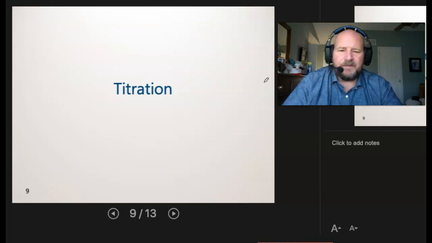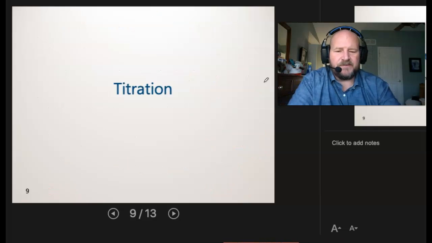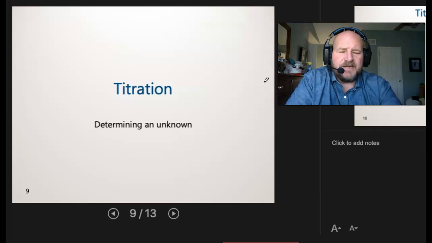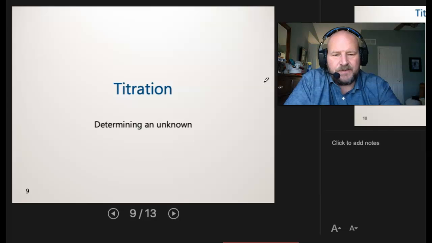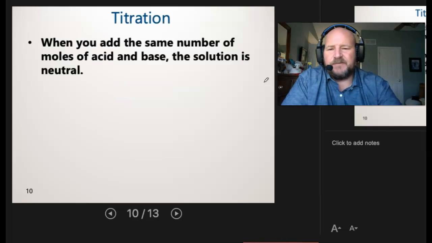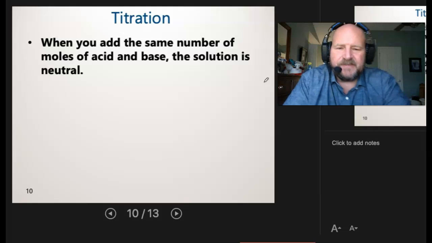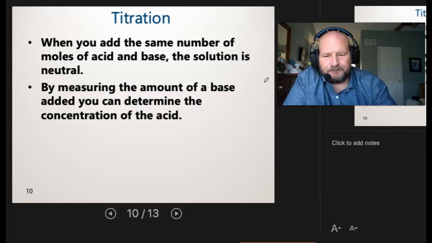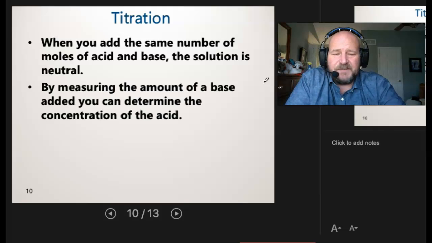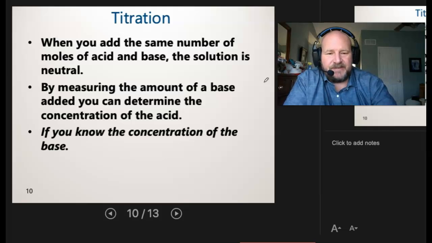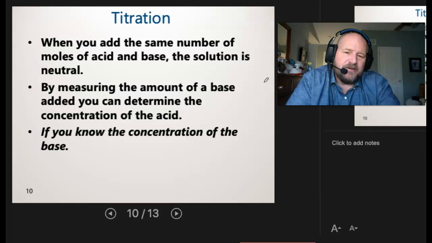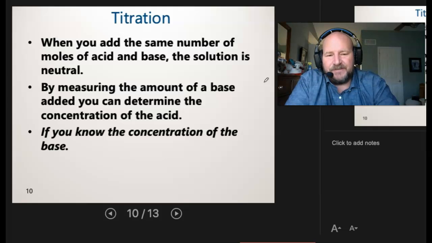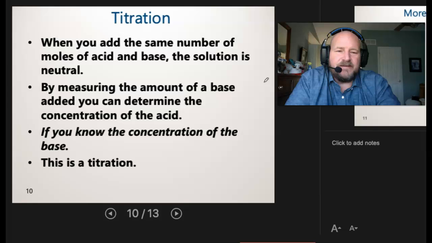All right, the last topic we have then, before we get to buffers, would be titration. Titration is just taking these solutions, using the neutralization reaction to determine an unknown. So basically, when you add the same number of moles of acid and base, the solution becomes neutral, right? So the pH will be 7. Now, what we like to do is measure the amount of base we've added. And of course, if we know the concentration of the base, we can use that information to calculate the concentration of the acid. That is a titration.